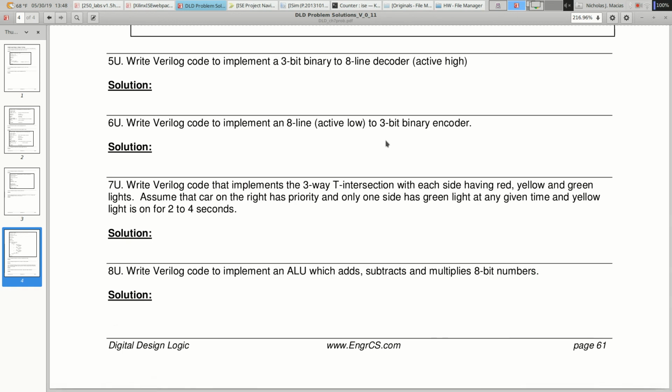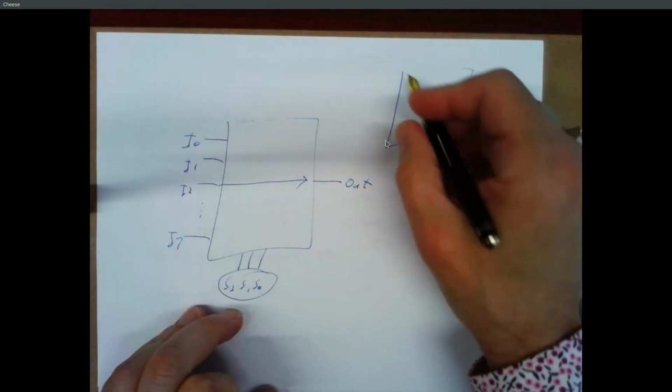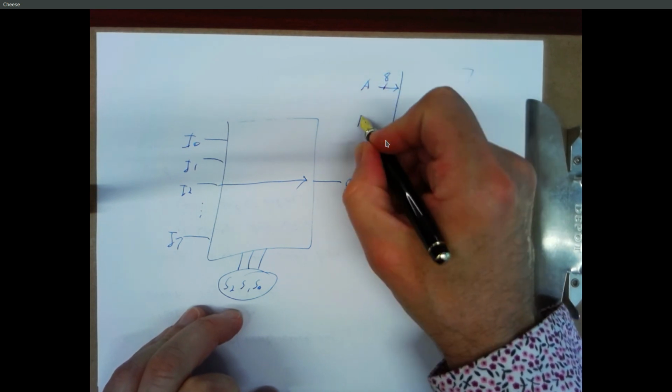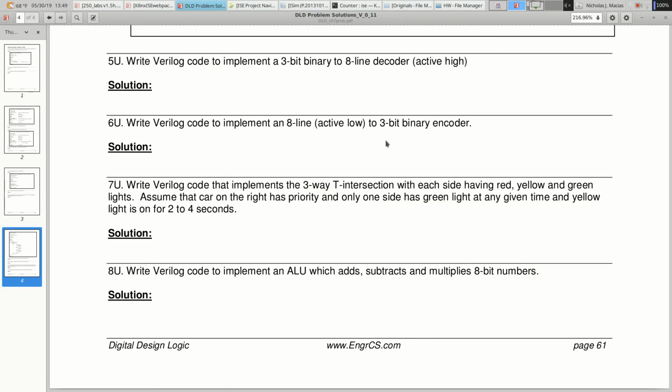And then 8 is an arithmetic logic unit, so a block which can add, subtract, and multiply 8-bit numbers. So here's your ALU. Here's number A, 8 bits going in. Here's number B, 8 bits going in. Add, subtract, or multiply, that's 3 different functions. How many bits do you need to specify one of 3 things? You can do it with 3. You only need 2, right? 2 bits, you can specify 4 things.